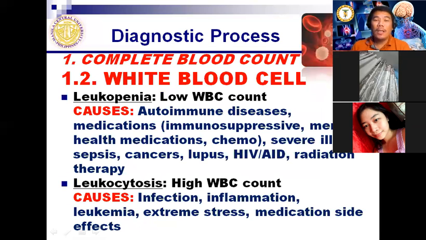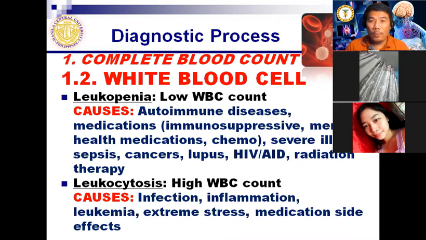It was presented that if there is a low WBC count, remember class, most of the concern if there is a decrease in the WBC count is more on the problem with autoimmune diseases. Okay? What do you mean by autoimmune diseases? Autoimmune diseases such as those who may have lupus, HIV, severe infection, or those taking medications that may lead to immunosuppression. Okay?